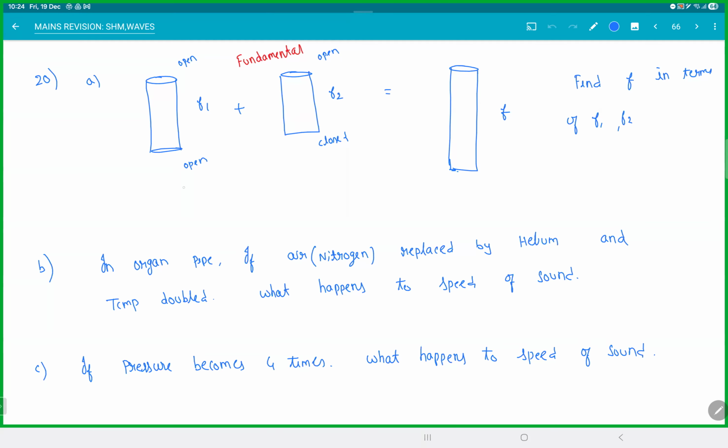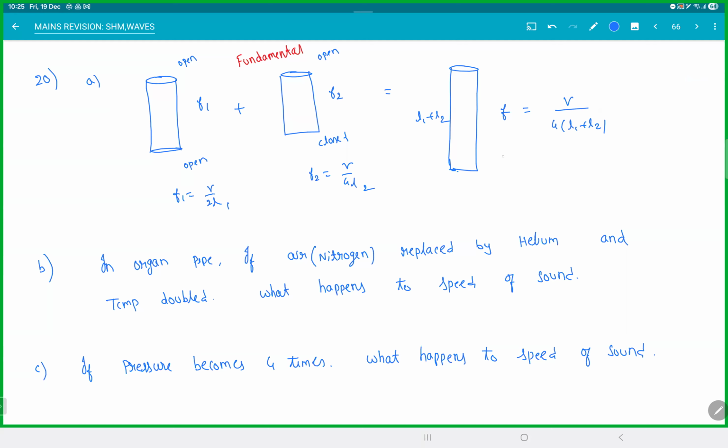So for an open pipe, what is the formula? F1 is equal to nV by 2L. For a closed pipe, what is the formula? V by 4L, or (2n plus 1) V by 4L, if you remember. So when you join them into one, it still becomes a closed pipe. So this is L2 and this is L1. This length becomes L1 plus L2. So this F will be V by 4 (L1 plus L2).